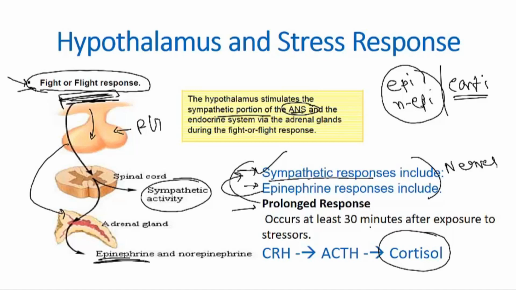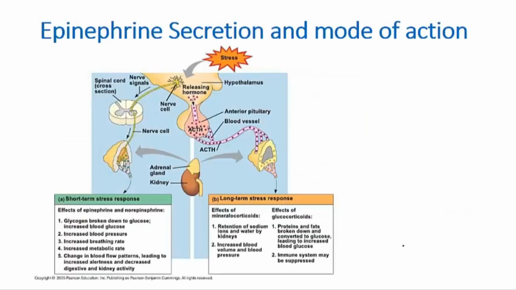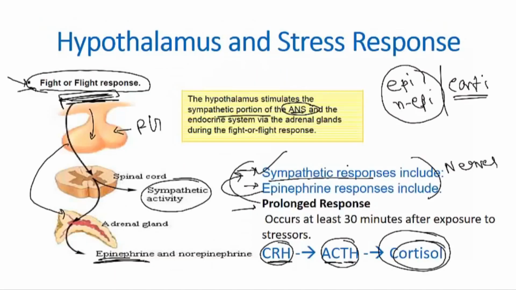Cortisol is secreted from the adrenal cortex region, with the help of a signal coming from the pituitary, which is in turn regulated by the hypothalamus. The hypothalamus starts releasing corticotropin-releasing hormone, which activates the pituitary and tells it to release adrenocorticotropic hormone, and then this ACTH stimulates the adrenal cortex to produce and release cortisol.